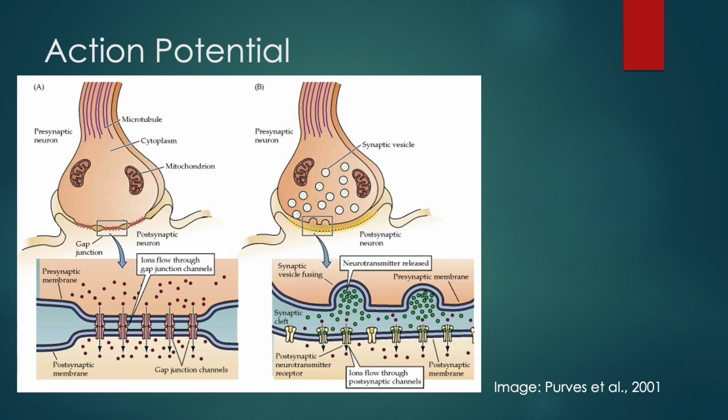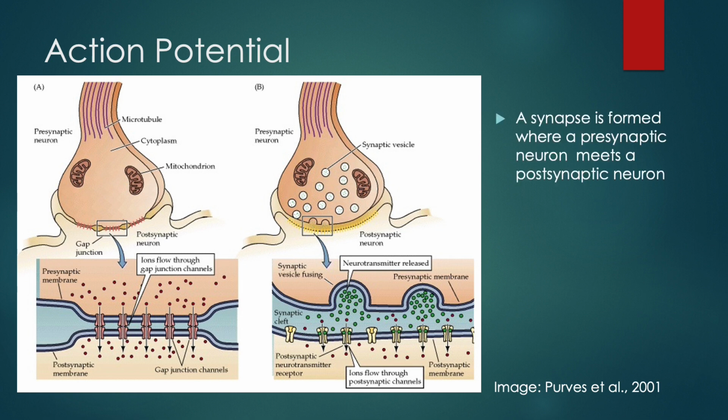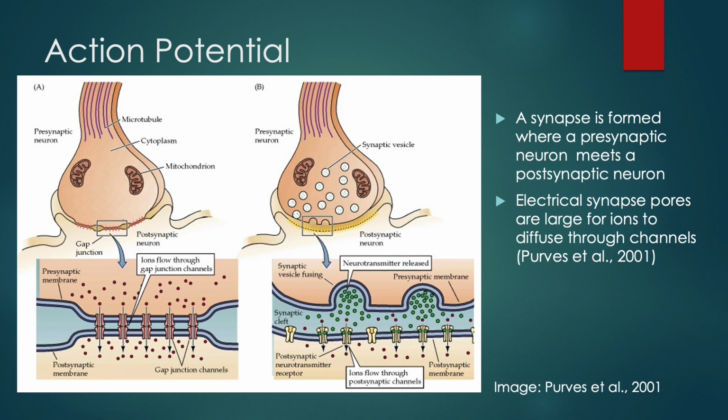And so here we have, basically in our action potential, a synapse formed where a presynaptic neuron meets a postsynaptic neuron. So in these pictures right here, this is the presynaptic neuron, and this is the postsynaptic neuron. There's actually a couple different ways that they can interface when you're talking about nerve cells to nerve cells. There can be an electrical synapse, with pores, and in the electrical synapse there's a gap junction.